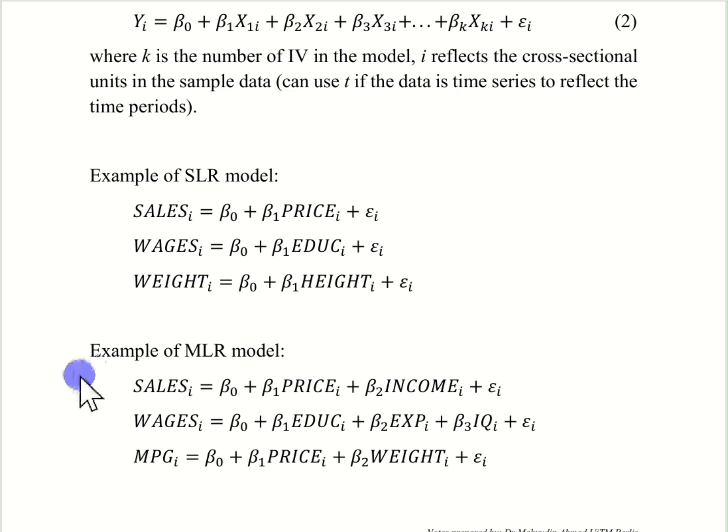Hence, we can expand the model into more than one independent variable, just like the examples of multiple linear regression model. Sales as a function of not only price but also income, wages as a function of education, experience, and IQ, MPG, which is the fuel efficiency, miles per gallon, is a function of price and weight of the vehicle.